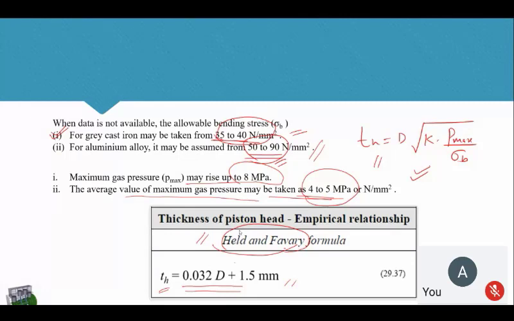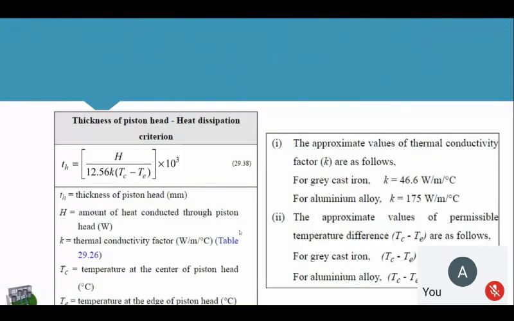Next, the thickness of the piston head can be determined by the thermal consideration by using this particular formula. This says that TH is equal to H over 12.56 times K times (TC minus TE).